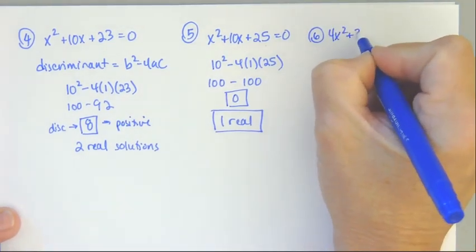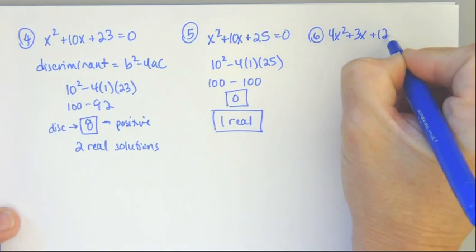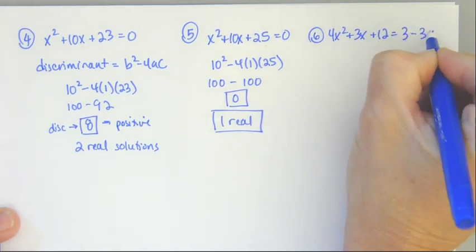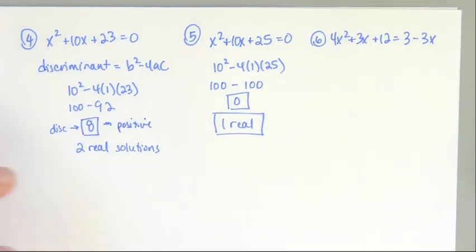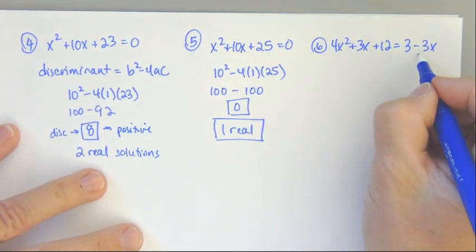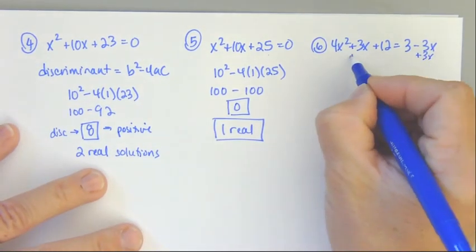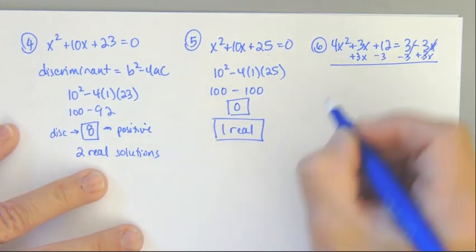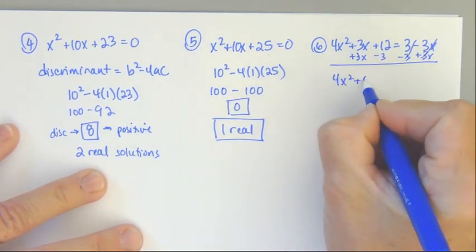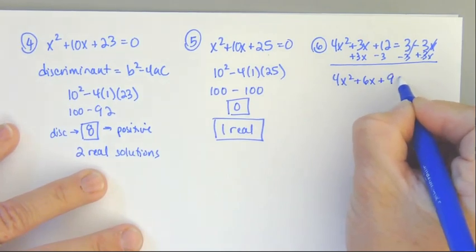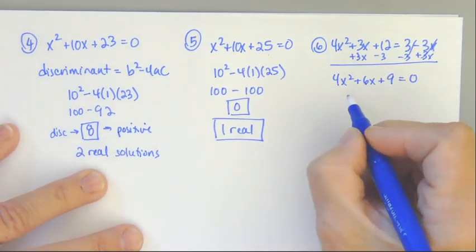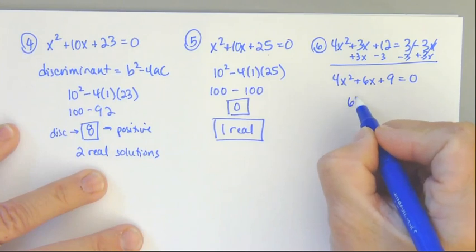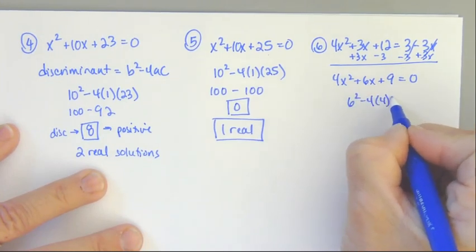Let's try a third one here. 4x squared plus 3x plus 12 is equal to 3 minus 3x. So obviously we have to set this equal to 0 first, so I'm going to add 3x to both sides and subtract 3. So I have 4x squared plus 6x plus 9 is equal to 0. My discriminant is b squared minus 4 times a times c.